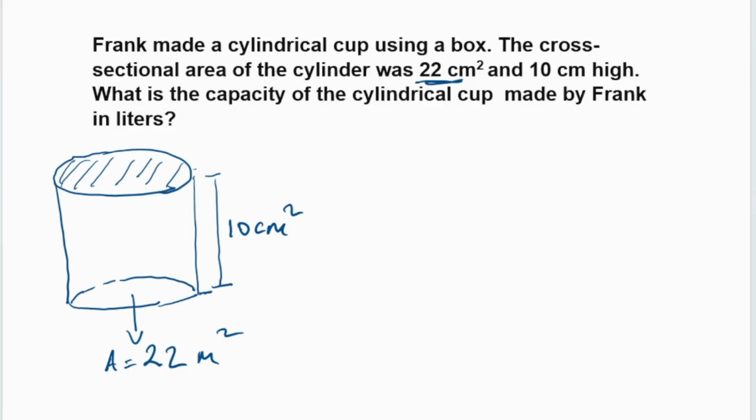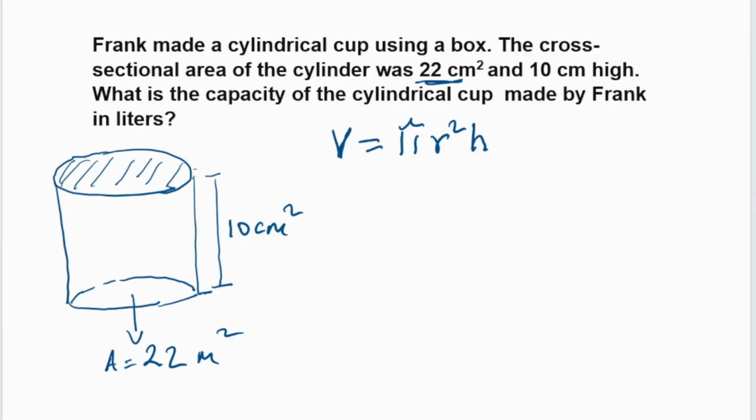Remember, we will start by finding the volume of a cylinder, and the formula for the volume of a cylinder is V equals pi r squared times height. That is the formula for finding the volume of a cylinder.